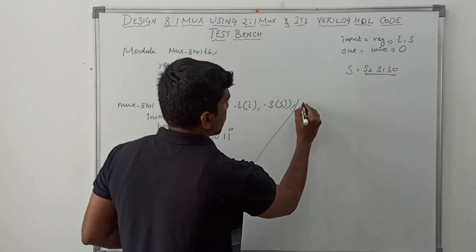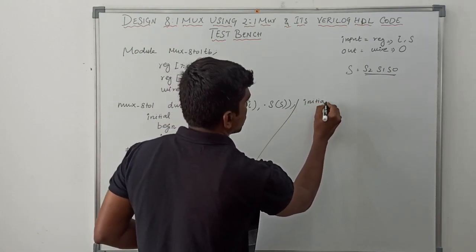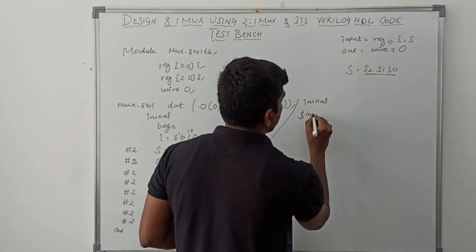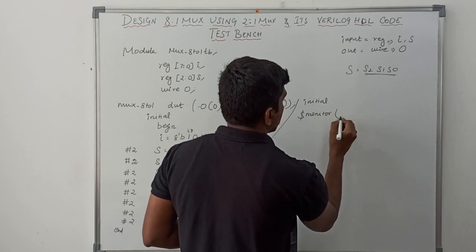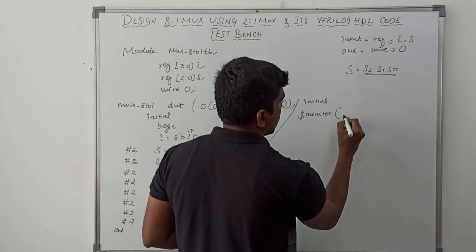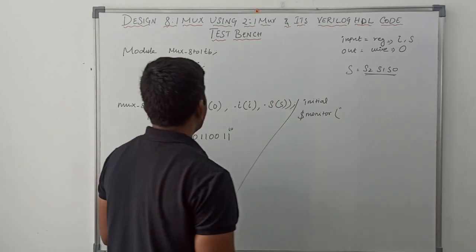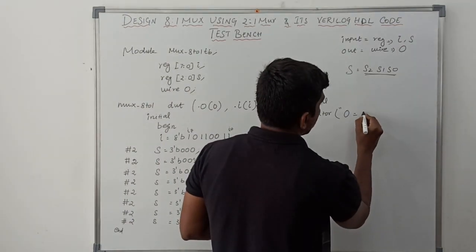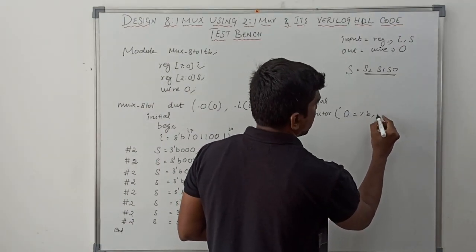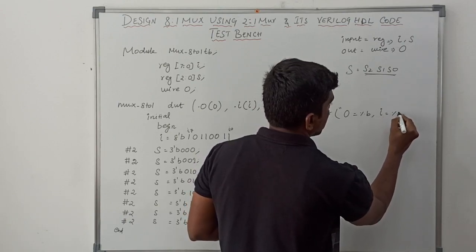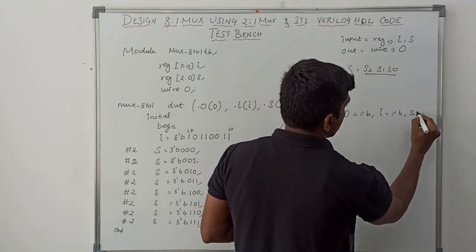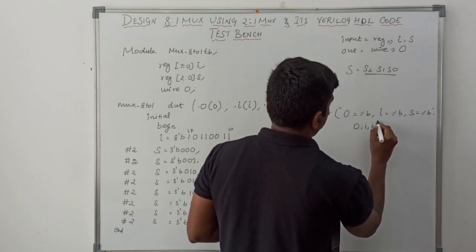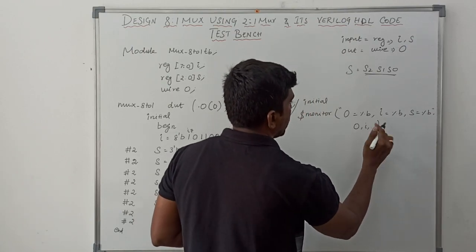Then the next initial. Now we are going to monitor the output. The $monitor statement is used to monitor the output. Here the input variables are I and S, and the output variable is O. So O = %b, which is the binary form of value. Then I = %b, then S also %b. Then O, I, S.